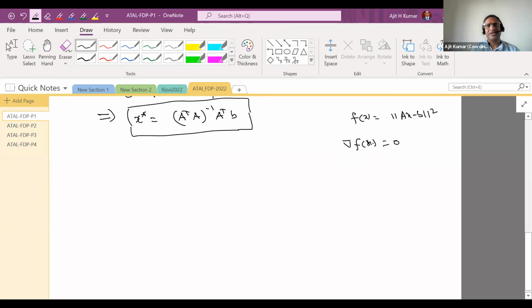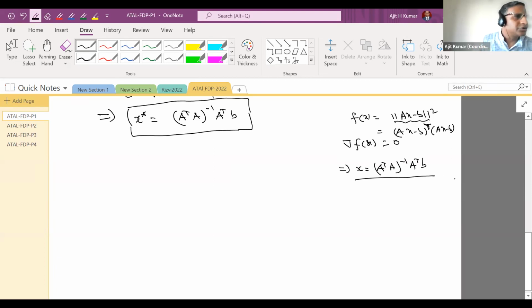And then you can find the Hessian of this. You can easily look at this. We know that this is going to be the same as Ax minus b transpose into Ax minus b. That's your f of x. That's a matrix multiplication, so you expand this, and then set grad f equal to 0. From this you will be able to show that x is nothing but A transpose A inverse A transpose B. So that's the same thing you will get using calculus.